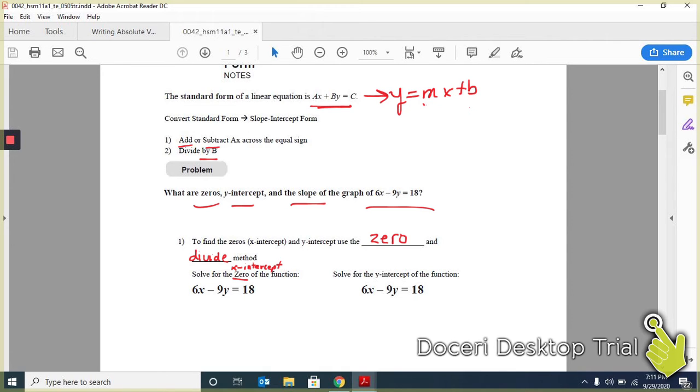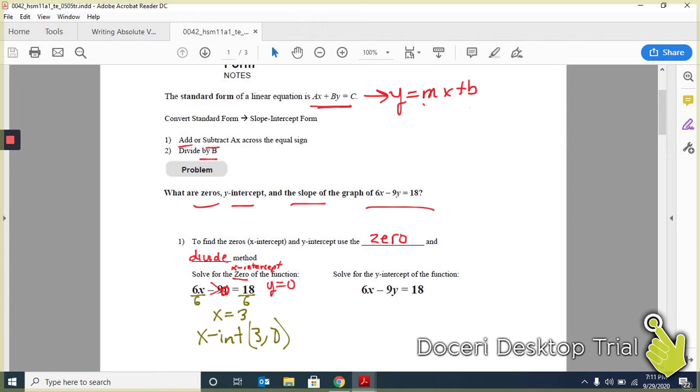That's your x-intercept. Whenever we have an x-intercept, that basically means that the value of y is equal to 0. So if we put a 0 in for y, this cancels out, so all you have is 6x is equal to 18. Then we divide by 6 to both sides, and we figure out that the x-intercept, or the zero, happens to be 3. So that means that the x-intercept is at (3, 0).